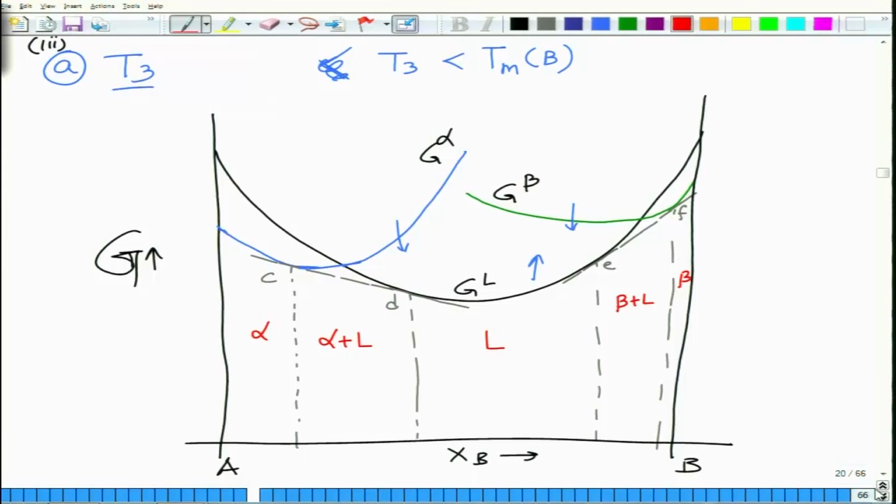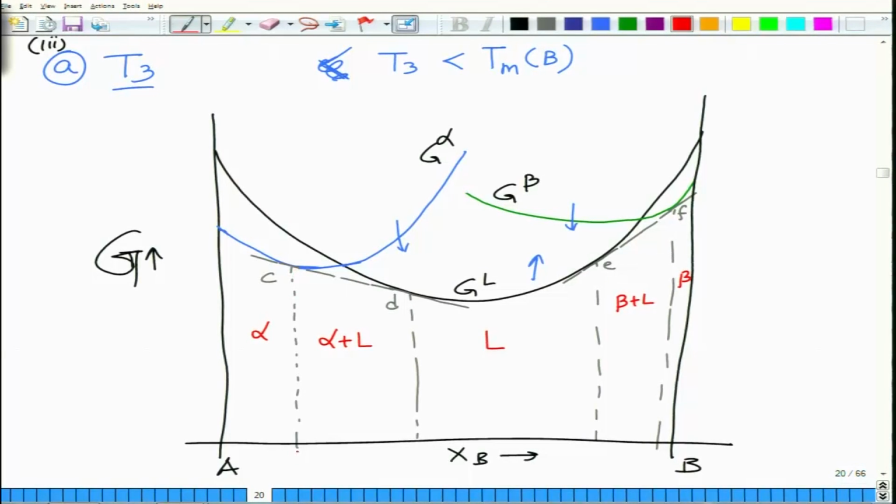Then we go to temperature T3, which is lower than the melting point of B. What we have here is that both the alpha and beta curves are shifted further down with respect to the G liquid curve, and as a result you have formation of two phase regions on the two sides of the curve. So we again draw the common tangents between the liquid plot and the solid plots. We denote the points where the tangents touch as C, D, E, F.